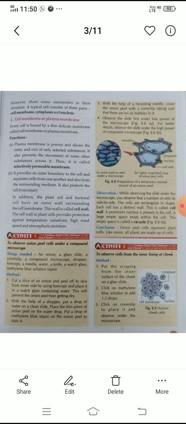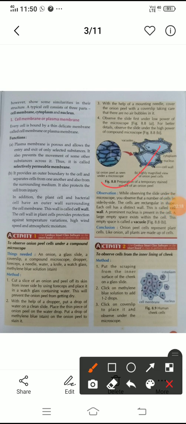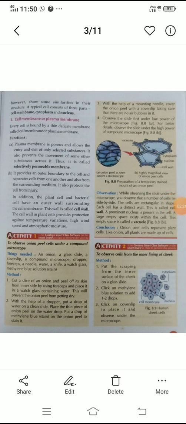The second part is cytoplasm. Before that, on this page you will see one activity. In this activity, we observe onion peel cells under a compound microscope. A compound microscope is a type of instrument by which we can see all the tiny substances which we cannot see with our naked eye. So the onion peel is there, and one moment, I am telling you this one. In this part, the onion peel as seen under a microscope.